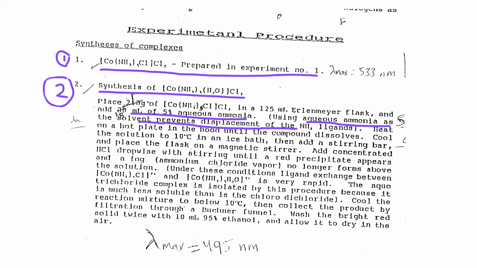If you have the complex cobalt NH3 5 Cl, all you have to do to prepare the aqueous complex, you replace the Cl minus with H2O by dissolving the complex and adding aqueous ammonia, and at the end you add HCl. You stir for a while and you end up with a reddish complex, which is the H2O complex number 2.